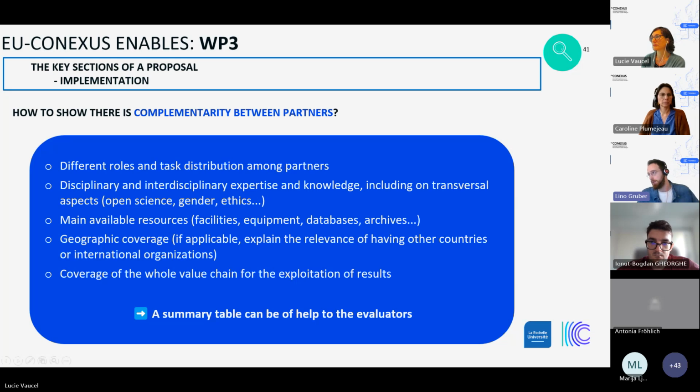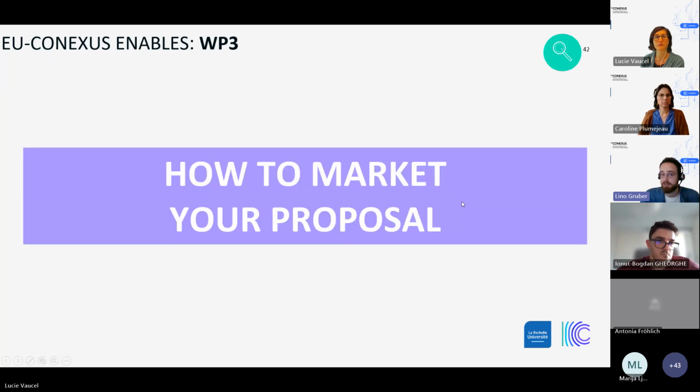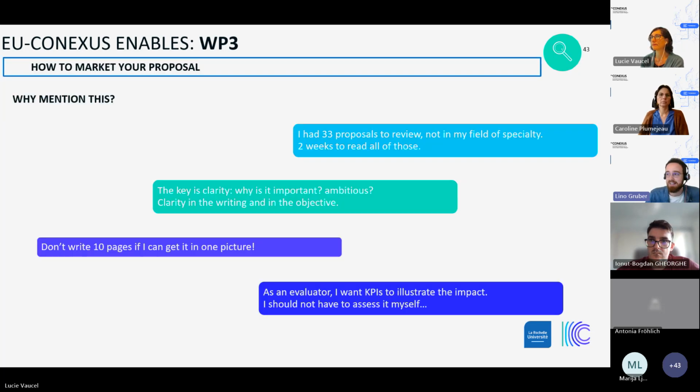So that's it for the implementation part. And the next part is about knowing how to market your proposal. So the first thing is why would you want to market your proposal? And these bubbles are all examples of inner monologues that any evaluator can go through when asked to evaluate proposals.